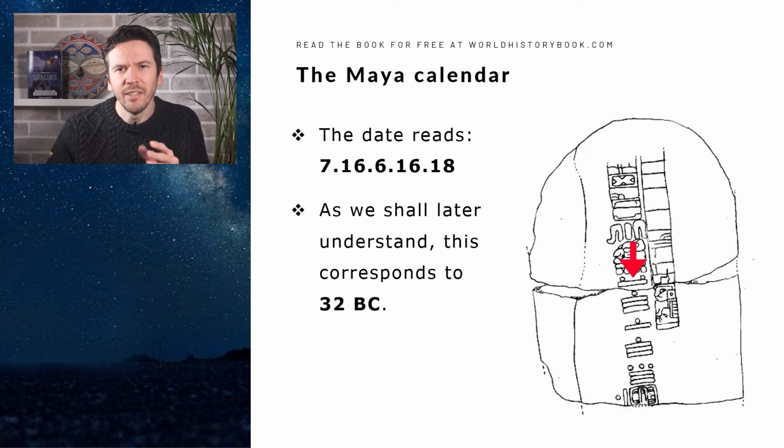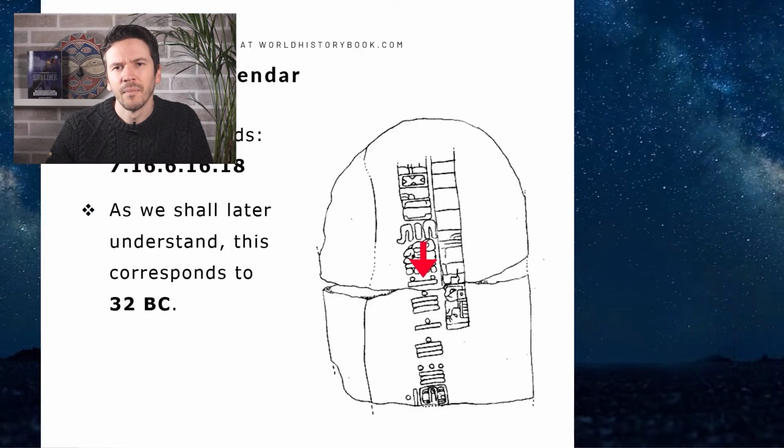The date reads, and you can read along with me on the stone, 7, a bar and 2 dots, then 16, 6, another 16, and then 18. How to convert this row of numbers into an actual date we'll discuss in a bit, but it turns out it corresponds in our calendar to 32 BC.